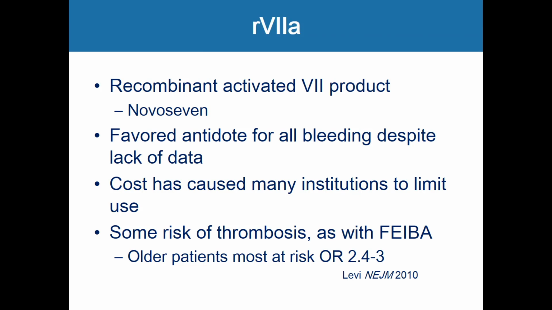There was a fantastic review of all of the off-label studies by Levi et al. in the New England Journal of Medicine in 2010, which demonstrated that basically older patients were at most risk for having thrombotic events, with an odds ratio of 2.4 to 3, after getting recombinant factor 7A for bleeding manifestations for the most part.